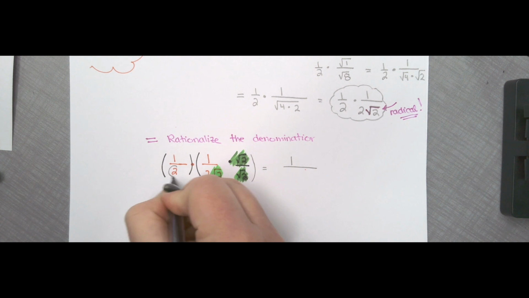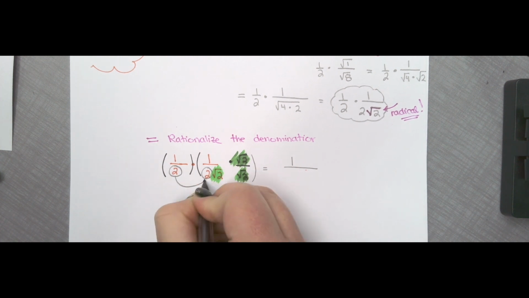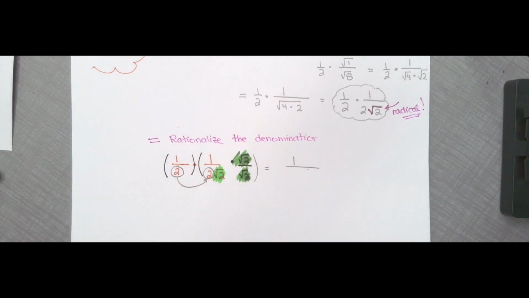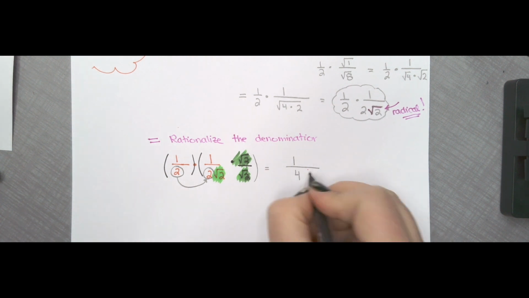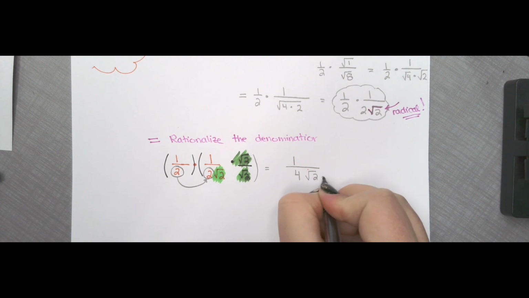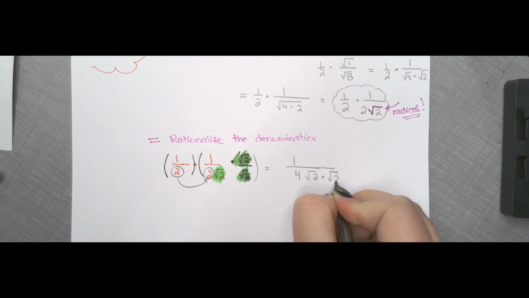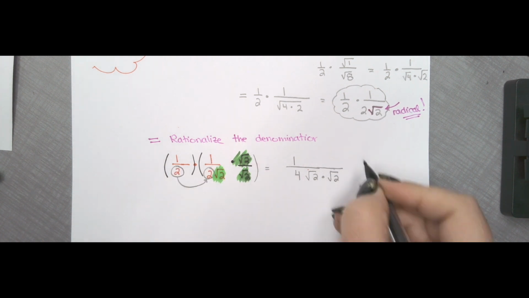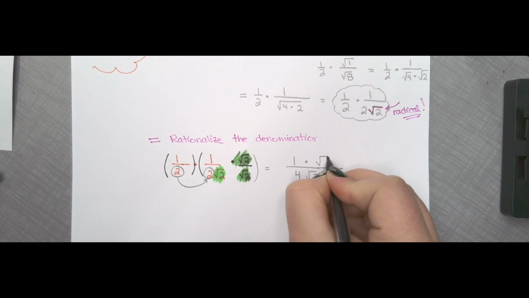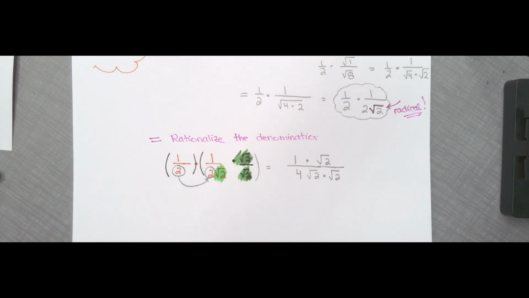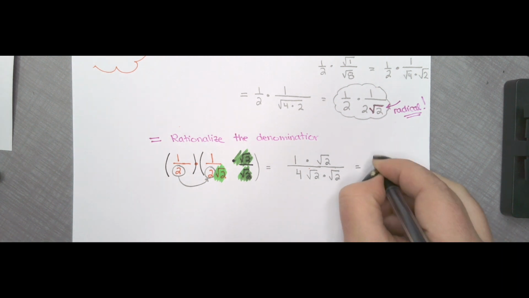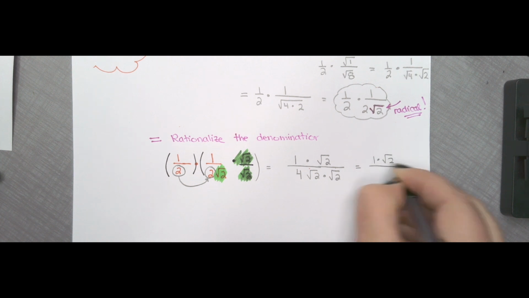I'm going to multiply these two, you guys. So we're going to multiply that by 2 times 2, which is 4, root 2, times root 2. 1 times 1 is 1, times root 2. Don't cross anything out. Okay? I repeat, do not cross anything out. We have 1 times root 2, that's the same.